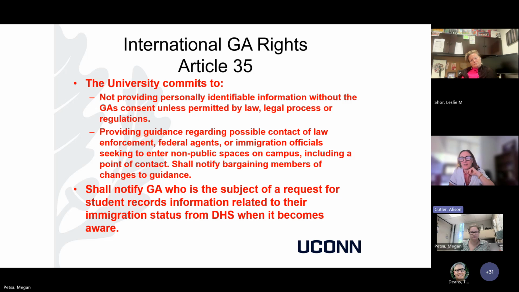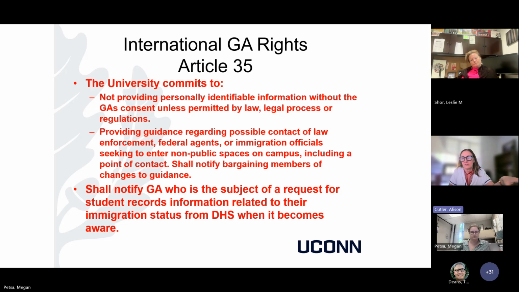Okay, so the international GA rights was beefed up a lot. I think the union was concerned about ICE coming to campus and everything that's been going on with the federal government. So we put language in there that the university commits to not providing personally identifiable information without the GA's consent. And there's a caveat, unless permitted by law, legal process, or regulations. Also providing guidance regarding possible contact of law enforcement, federal agents, or immigration officials seeking to enter non-public spaces.